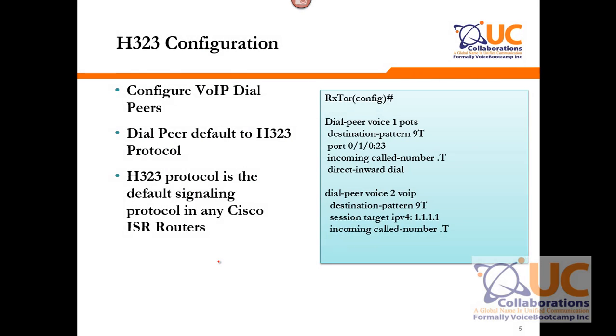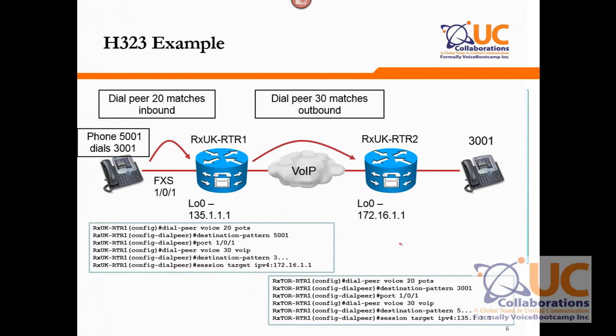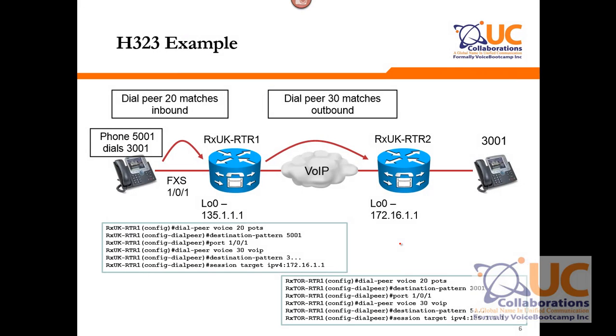Now, configuration of an H.323. Out of the box, most Cisco voice gateways by default have the H.323 protocol enabled. The default protocol for any dial peer that you create is H.323. Of course, if you want to use it for SIP, then you have to change it to the SIP protocol. Here's an example of a basic H.323 configuration.